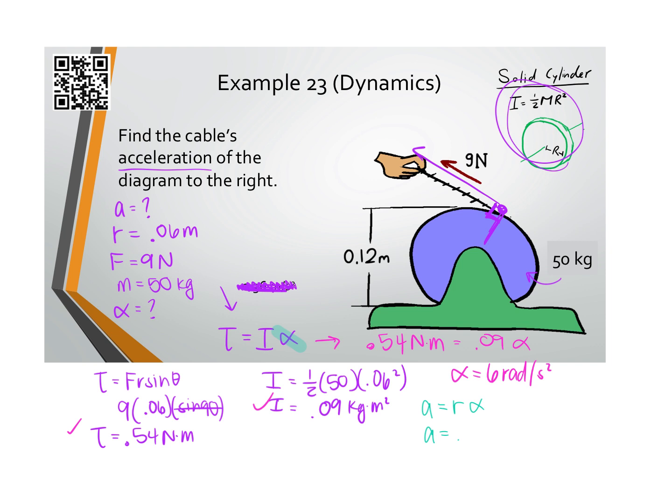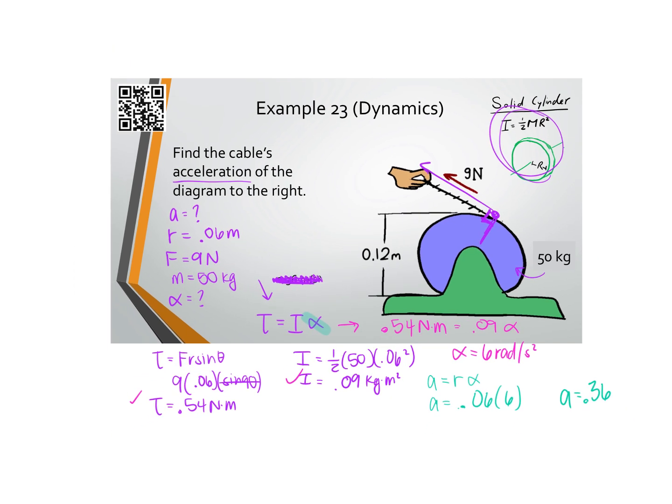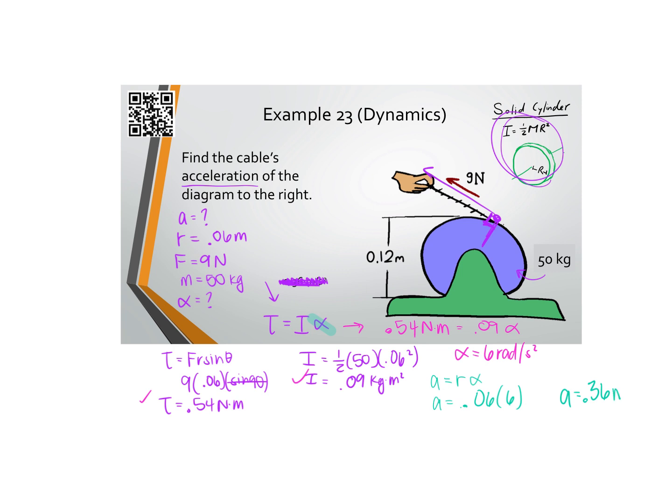A equals radius times alpha. That gives me an acceleration of 0.36. And what would our units be for that one? Meters per second. Good, meters per second squared. Yeah, that's tricky.